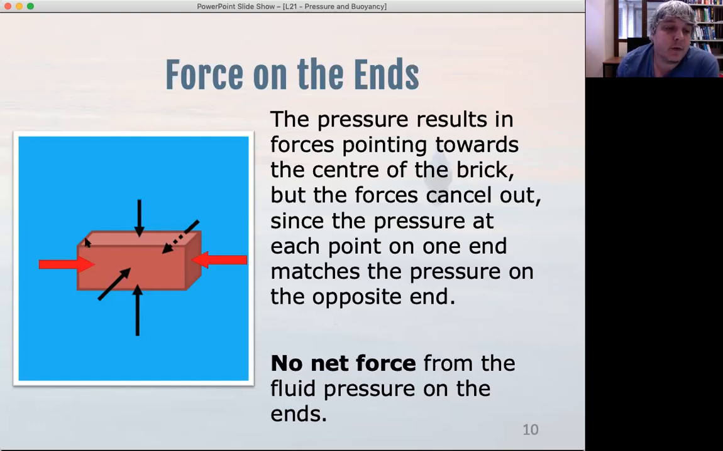So if you draw a tiny strip at the top of that brick on the end pushing inwards, then there'll be a force pushing inwards exactly the same on the other side equal to it. Next one, the force will be a little bit bigger, but there'll still be an identical force pushing in on the other end. And it will go the same all the way down. You end up with a net force on each end, not net force on the whole brick, just on the ends. The net force inwards on each of the ends is the same and opposite. So the net force on the brick from the ends is going to be zero. All right, so no net force from the fluid pressure on the ends of the brick.